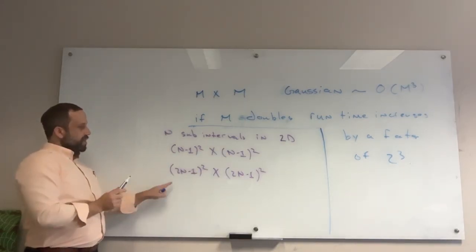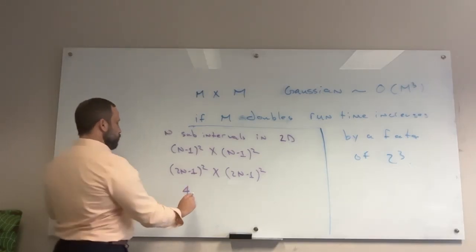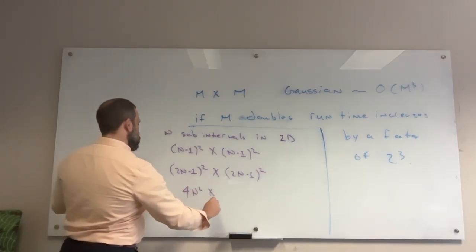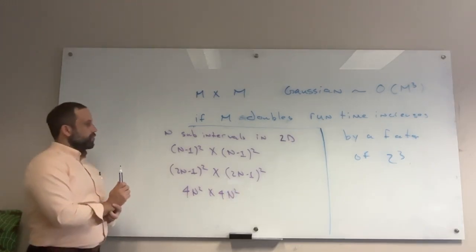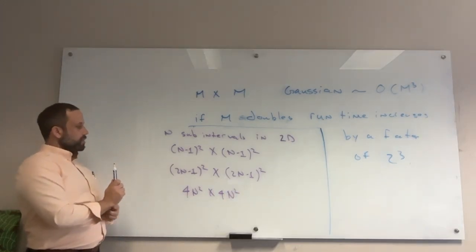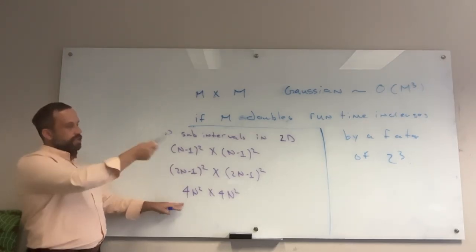And now this is roughly going to be a 4n squared by 4n squared matrix. And so now what is the difference between the runtime of this matrix and this matrix? It's not going to be 2 cubed, it's going to be 4 cubed.